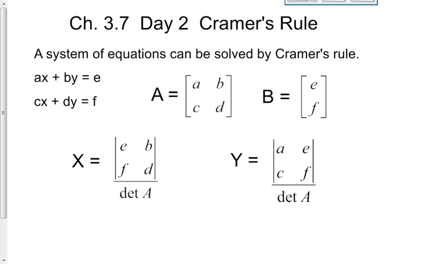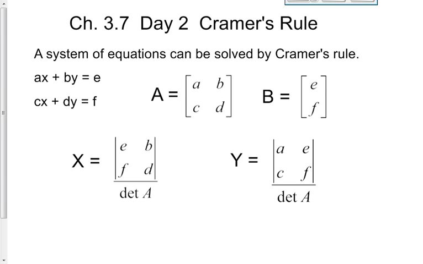When we started Chapter 3, we looked at solving a system of equations with substitution or elimination. What we're going to learn today is a method called Cramer's rule. Cramer's rule is now a third method that we can use to solve a 2x2 system of equations.